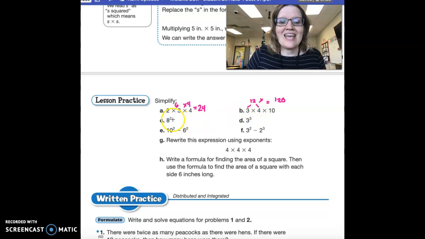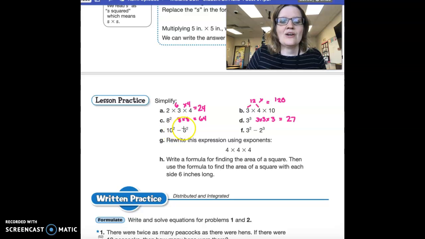Our next one is 8 squared, which I know is 8 times 8. I know that, and that gives me 64. 3 cubed, which means 3 times 3 is 9 times 3. 9 times 3 is 27.